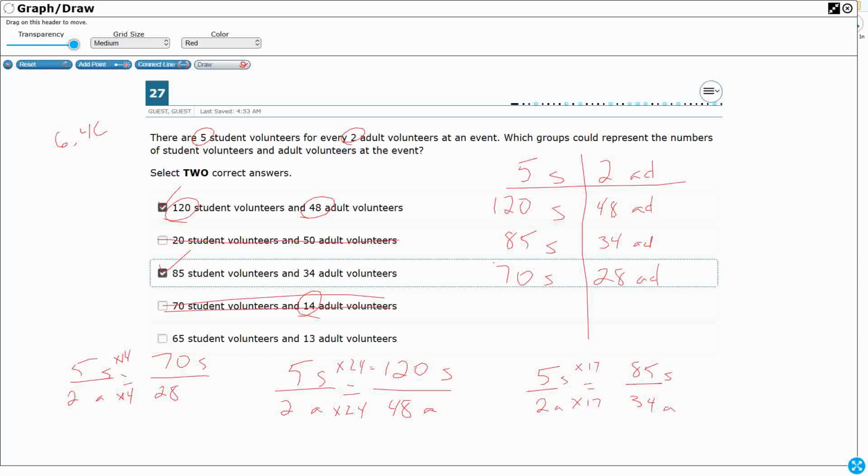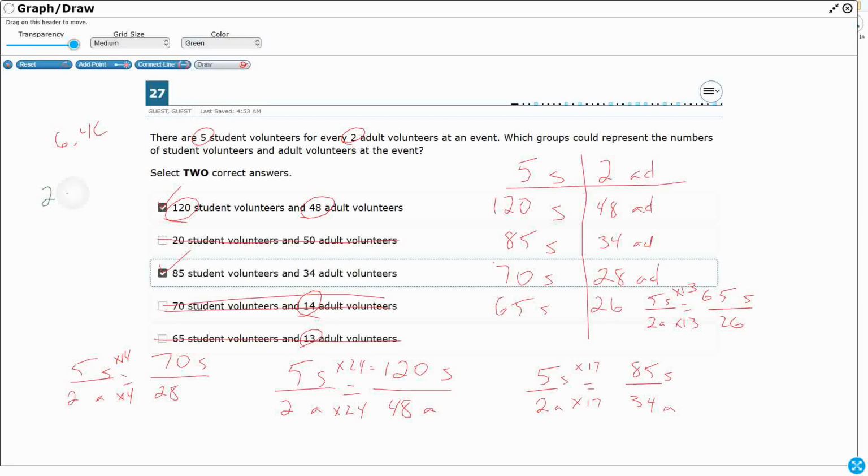And then 65 and 13. So let's do that same thing. 65 students. So 65. Let's go 5 students, 2 adults. 65 students, that's going to be times 13. So times 13, and that's going to be 26. And you notice they just used what you multiplied by, that 13. All right, so it is going to be that first and third as our 2 correct answers.